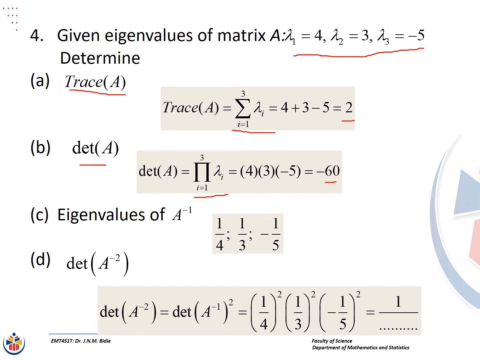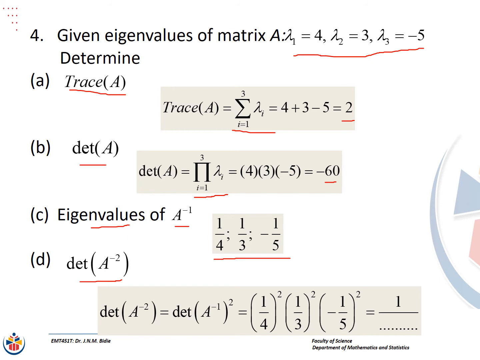Then C, we are asked to find eigenvalues of A inverse. And we had said in the properties, in order for us to find the eigenvalues of A inverse, we just take the reciprocal of each eigenvalue of A. That's what we are getting. So that means for A inverse, we have 1 over 4, 1 over 3, and negative 1 over 5 as eigenvalues. Just directly from the eigenvalues of A, find their reciprocals. That's it. And then D is asking us to calculate the determinant of A to the power negative 2.